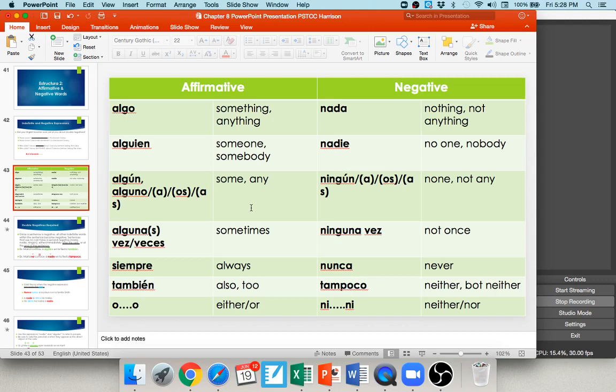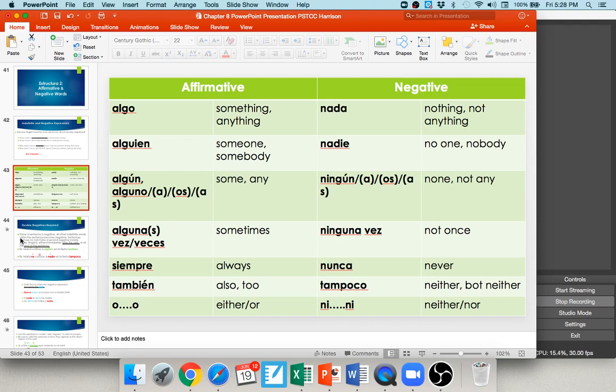Sometimes and not ever, you have alguna vez or algunas veces, sometimes, and ninguna vez, not ever, not even one time. You have siempre and nunca, siempre always, and nunca never. You have también, also, and tampoco, neither, or not either. And then o, either or, and ni. I want either the chicken or the steak, and I want neither the lobster nor the shrimp. Okay, either or, neither nor.